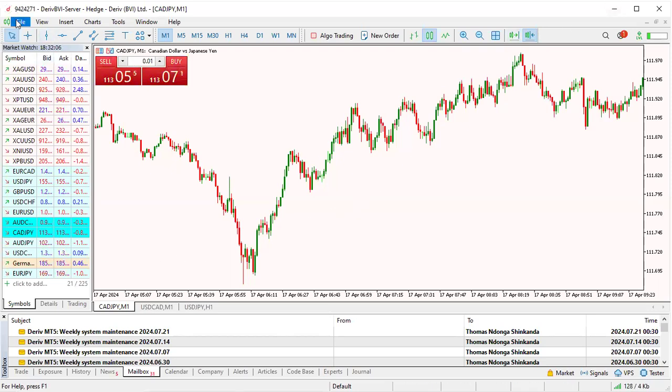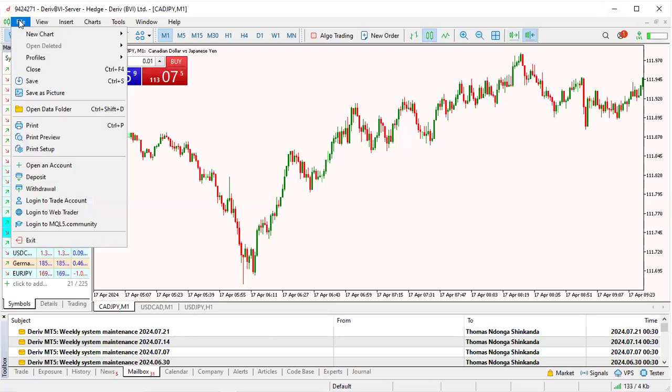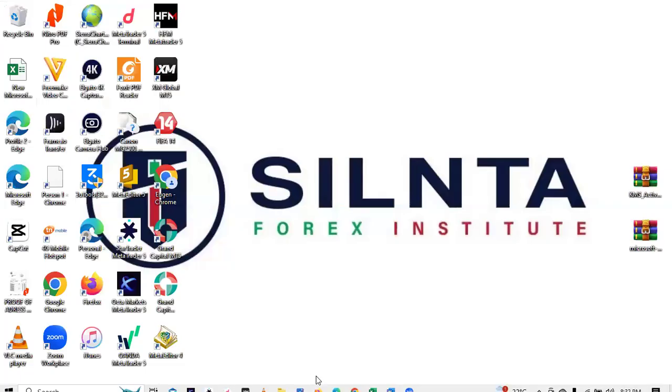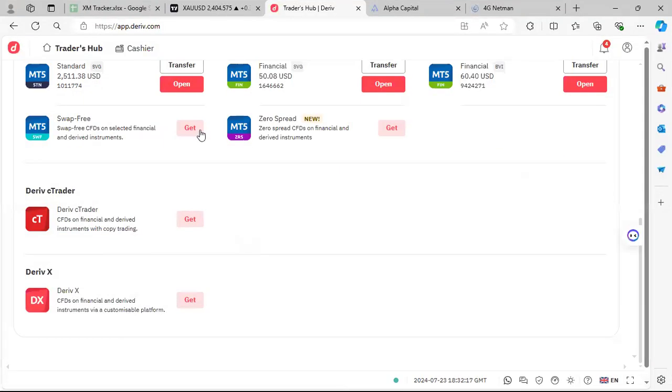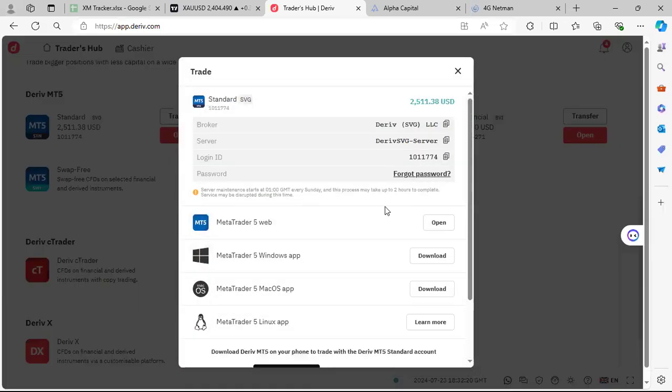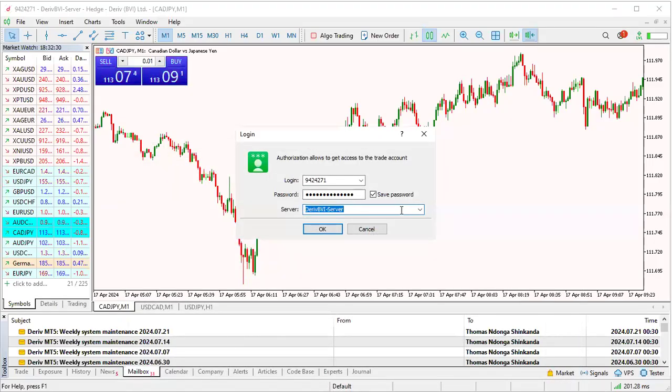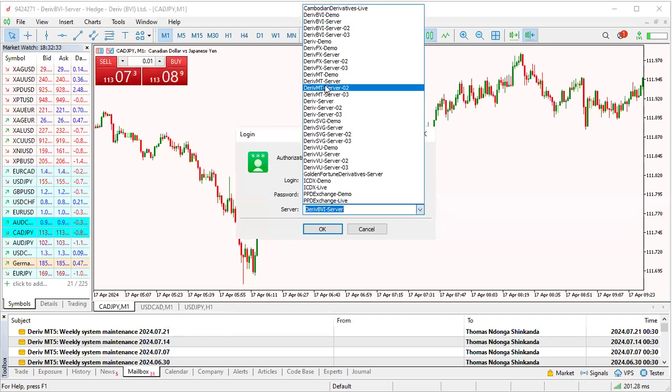Always. Then to log into a trading account, we go to File, Log in to Trade Account. The server, what are we given? What server are we given? You pay attention to the server name. Deriv SVG, no, Deriv SVG server, okay? That is the Deriv SVG server. Let's look for that. This is a BVI. We switch to, where is SVG? It doesn't seem to show here.